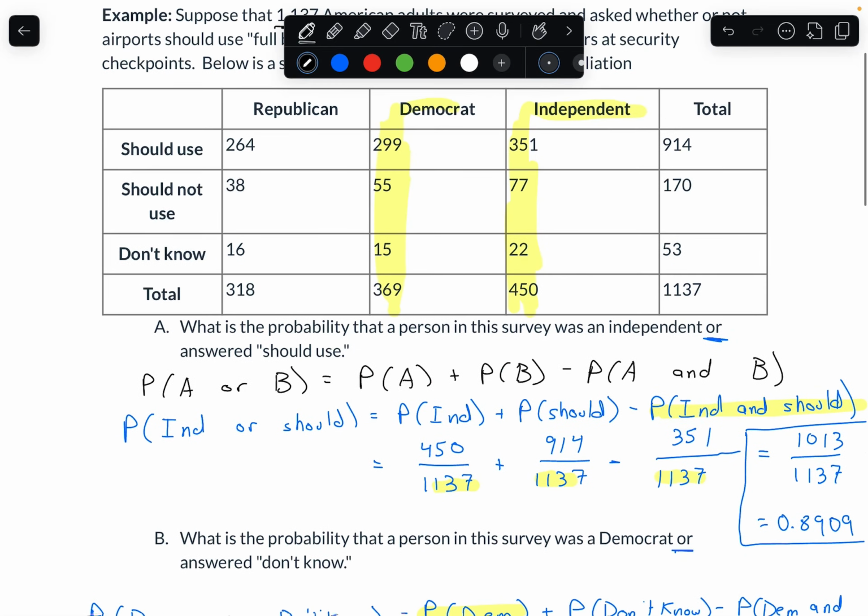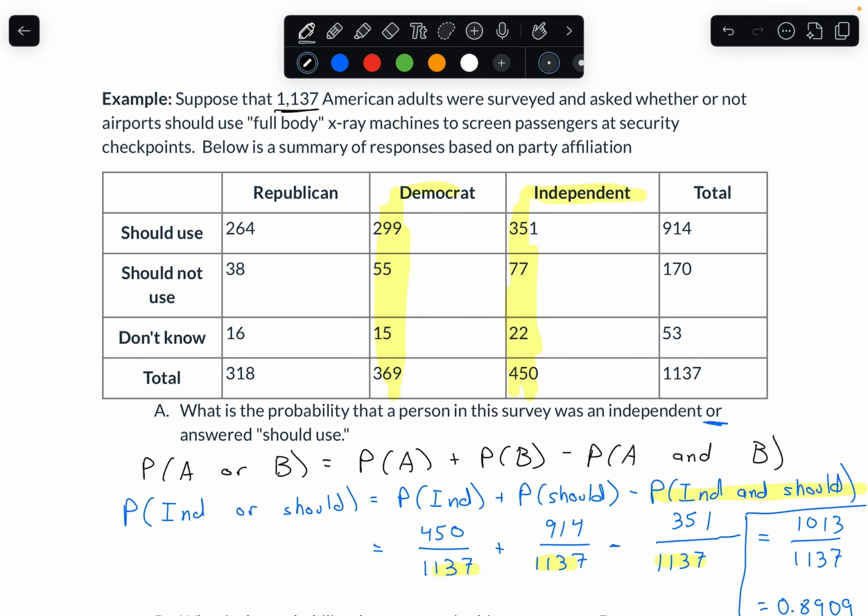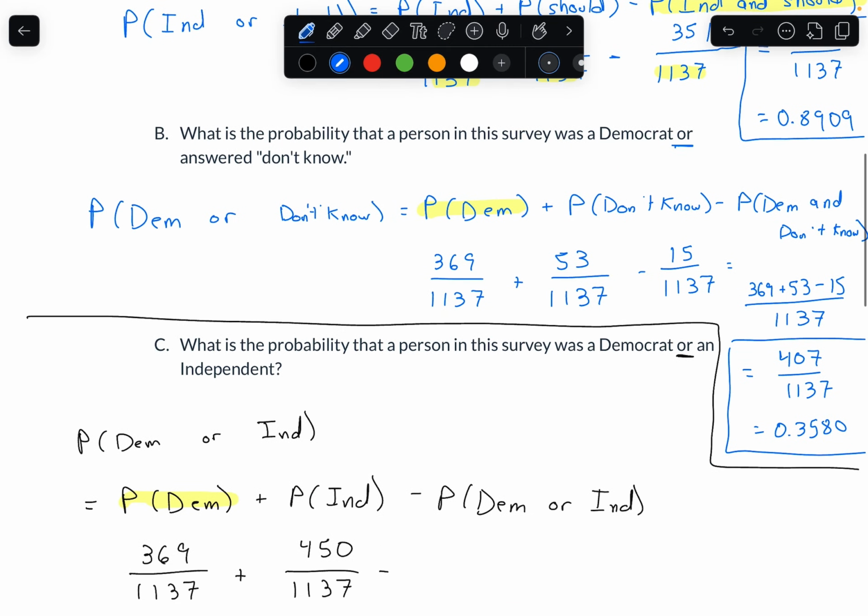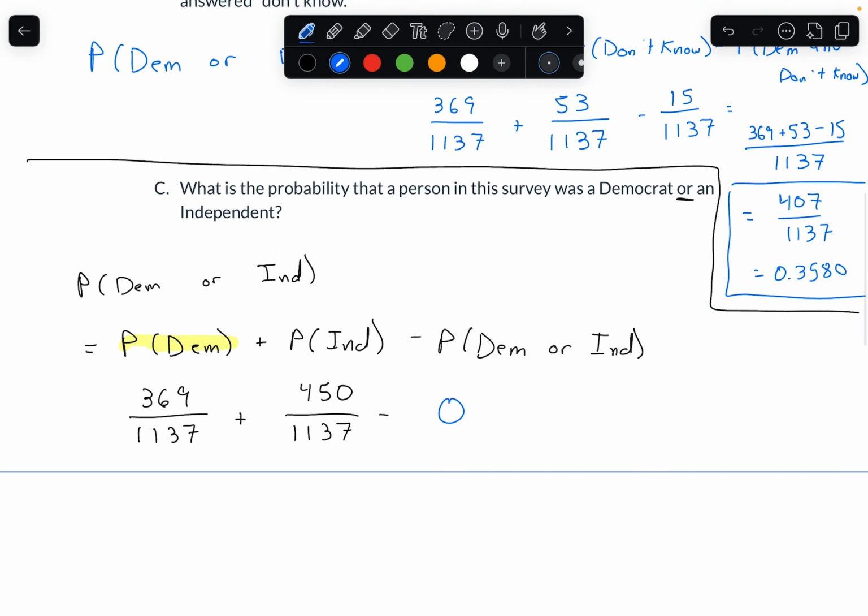So I'm going to scroll back up and I'm going to ask myself how many individuals were both Democrats and independents. And if I look at this, there were none. There is no overlapping region between my Democrat column and my independent column. So this is an example where we have two mutually exclusive events. You cannot be, at least from the results of this survey, both a Democrat and an independent. So what that means for me is that the probability of being a Democrat and an independent, if they can't happen at the same time, is simply just 0. I don't care about that part.